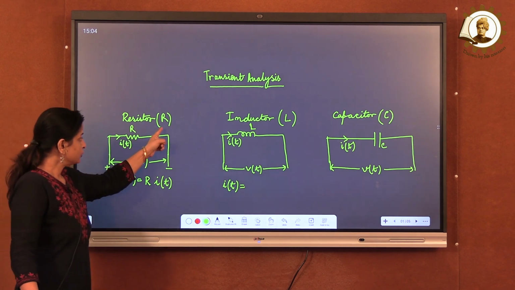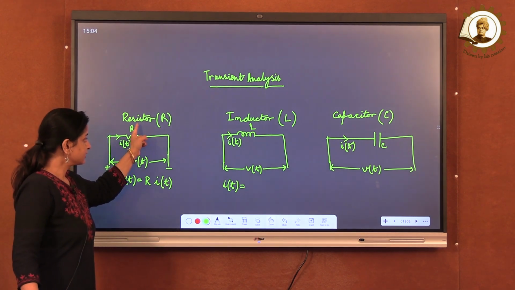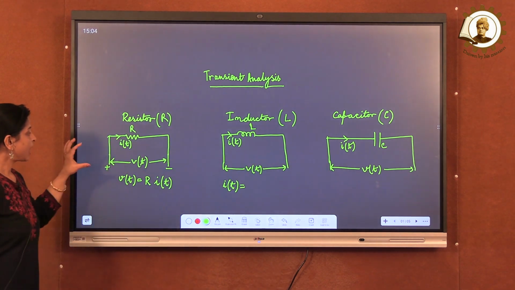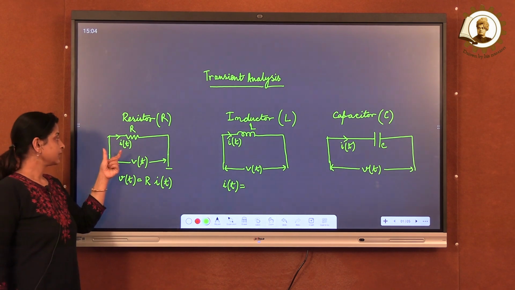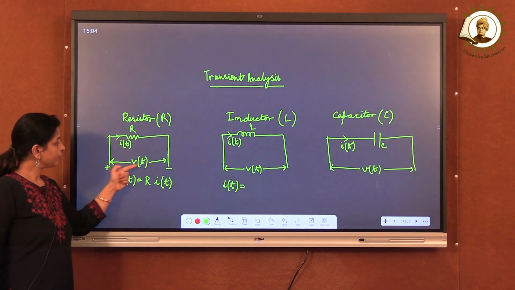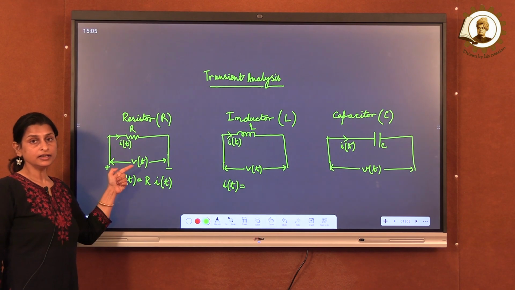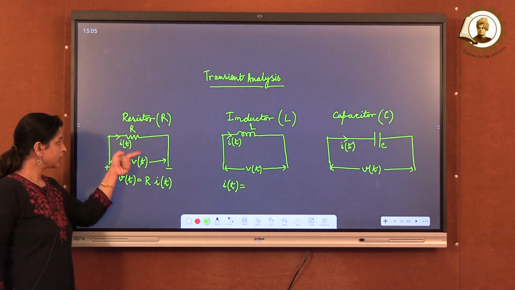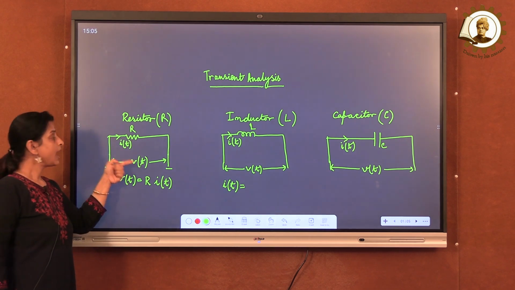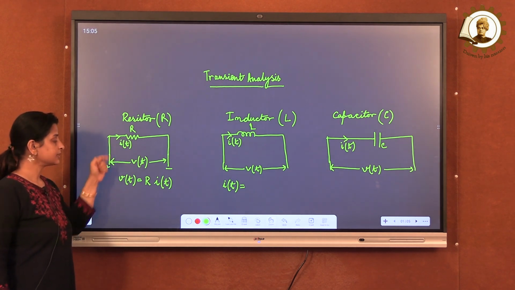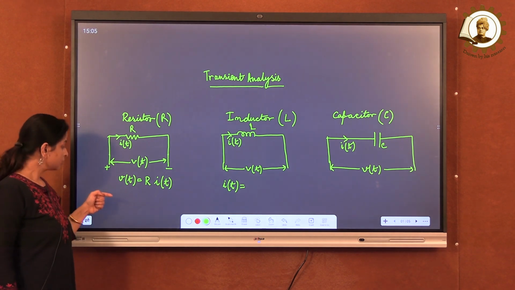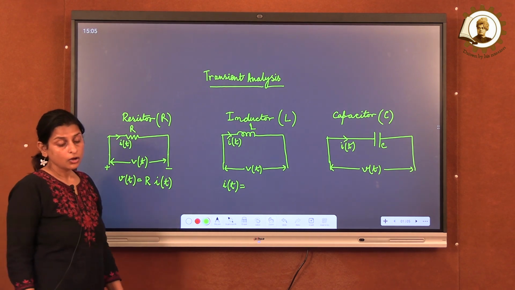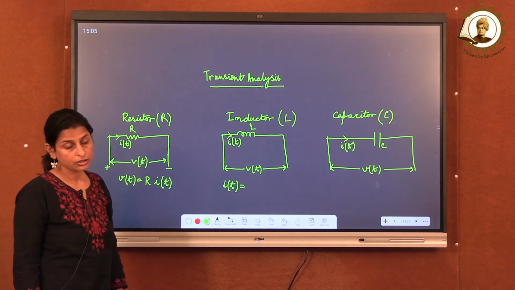R is the resistor, L is the inductor and C is our capacitor. Now suppose we have only a resistor in our circuit. Let us consider we have applied voltage v(t). We are considering time domain representation. So the voltage across the resistor is v(t) and the current flowing through the resistor is i(t). How will we get the voltage across the resistor? v(t) is equal to R i(t). This is very common, we have studied it in Ohm's law also, V equals IR.